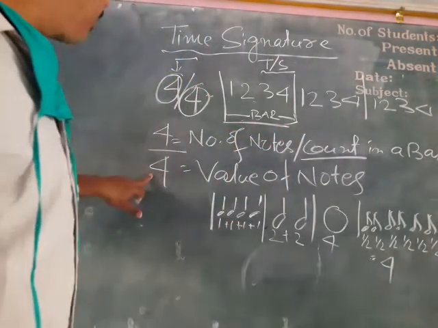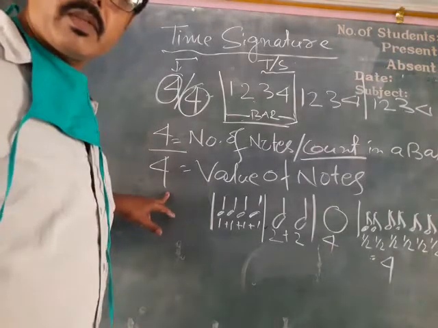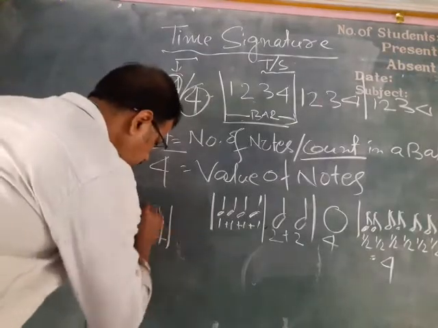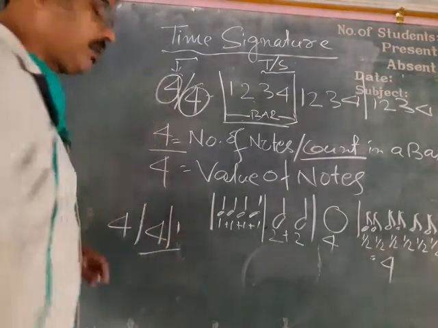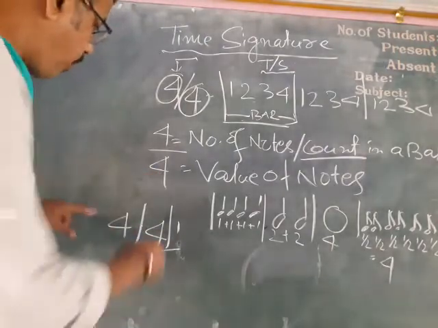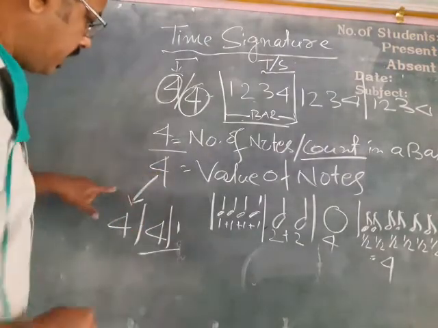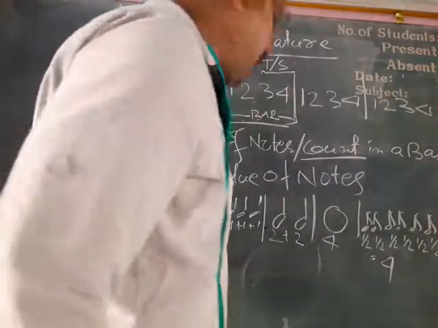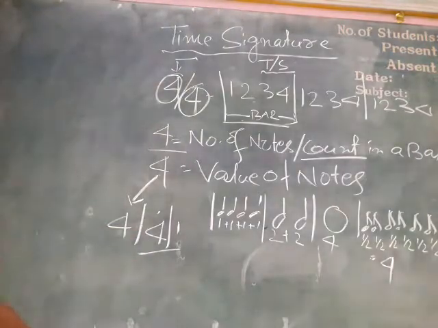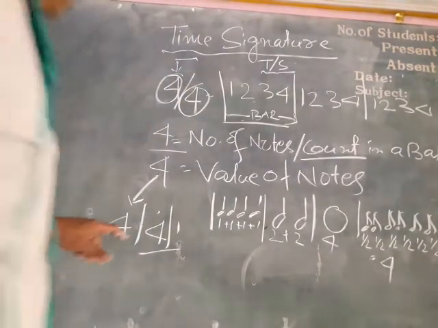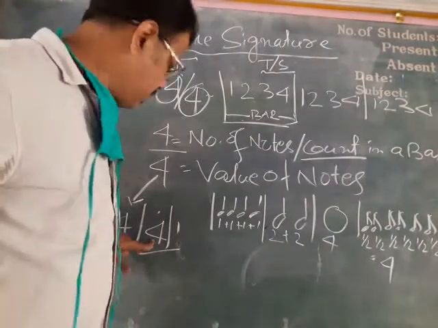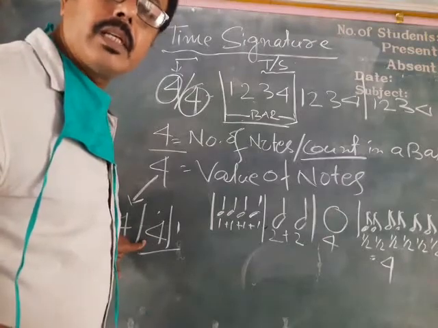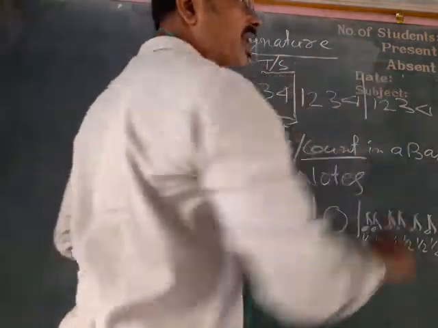Now the question is, what about the lower 4? How to take out the value of the notes? You have to divide 4 by 4, which means 1. Don't make a mistake. The upper 4 is this 4. What about this other 4? This is the universal 4. I said earlier also, this 4 is universal. As I said earlier, it is the forefather of rhythm. This time signature is the basis of rhythm.